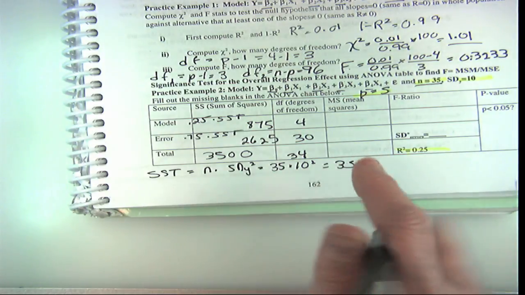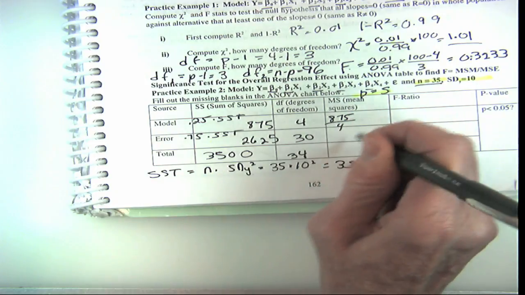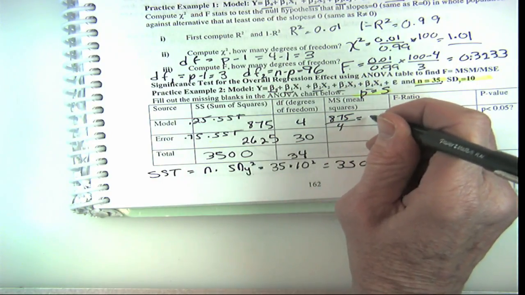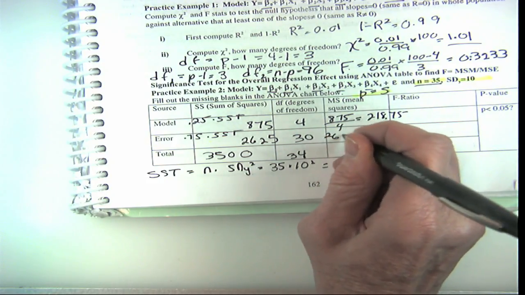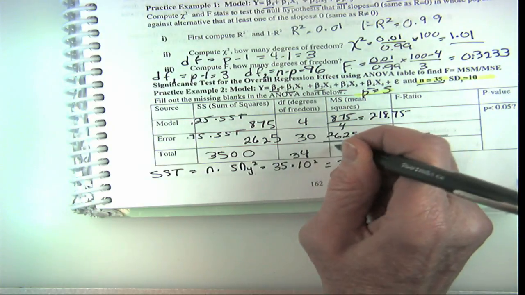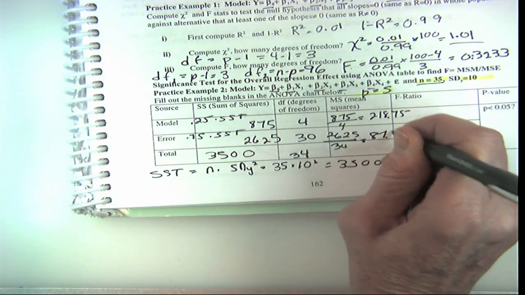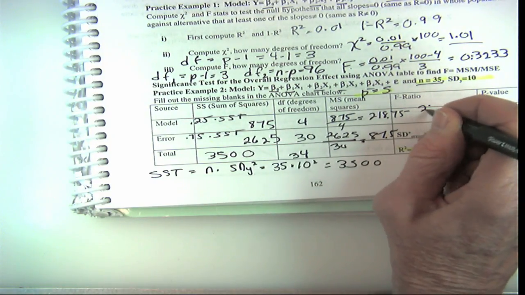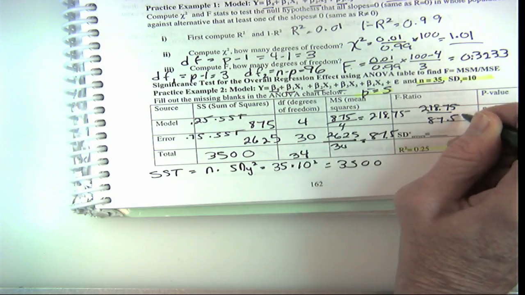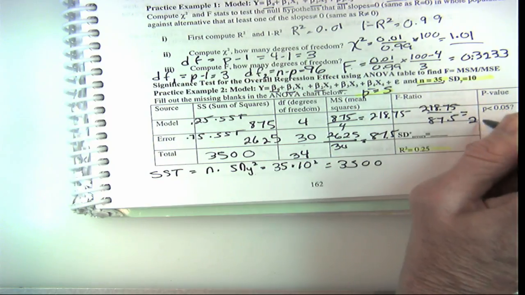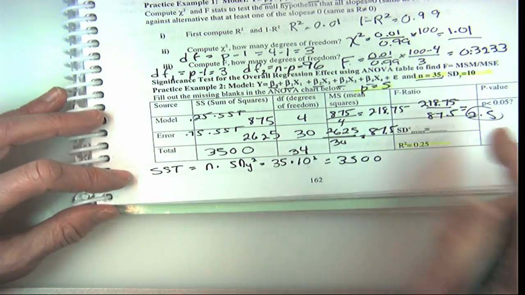And then we're just going to say, okay, 875 divided by 4, and I got 218.75, and here I have 2625 divided by 30, which is 87.5. And when you take the ratio of those two, you'll get your F statistic, 2.5. Okay. And to check that, it's so easy, so much faster to do it this way.